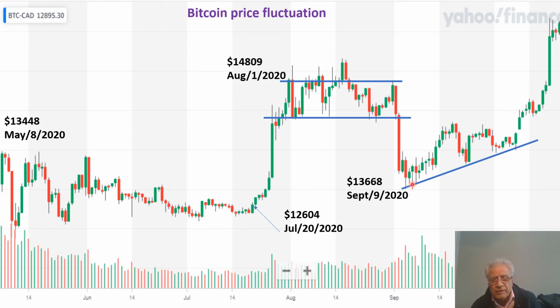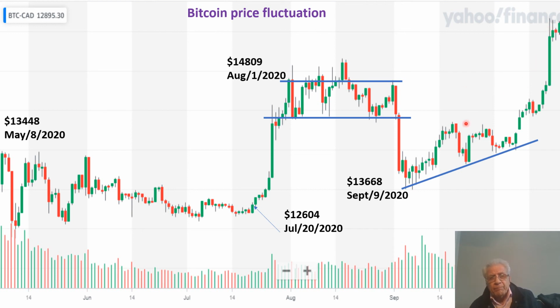At this point, the price is 13,668 on September 9, 2020, and the price is fluctuating. You see a higher high, higher low, higher high, higher low, and it goes up all the way there.